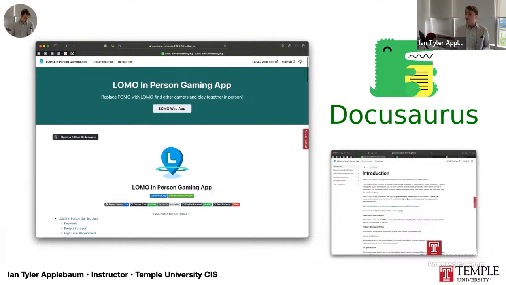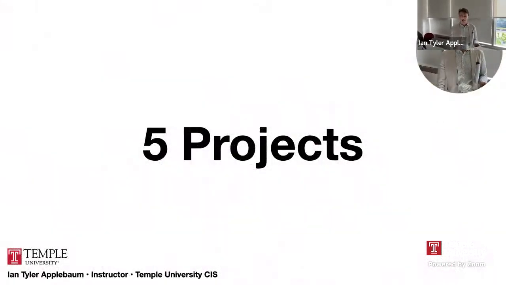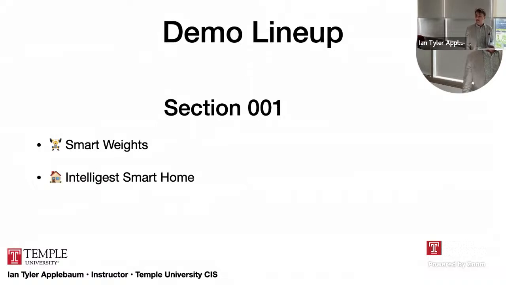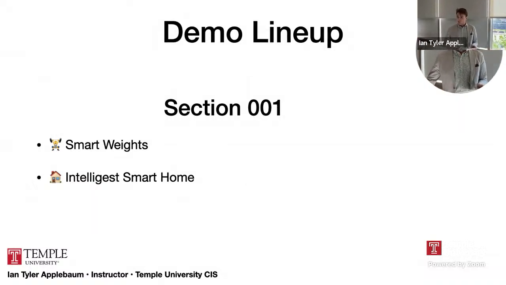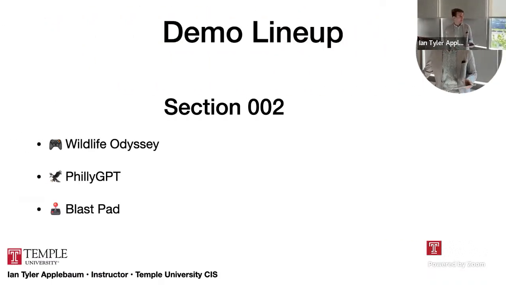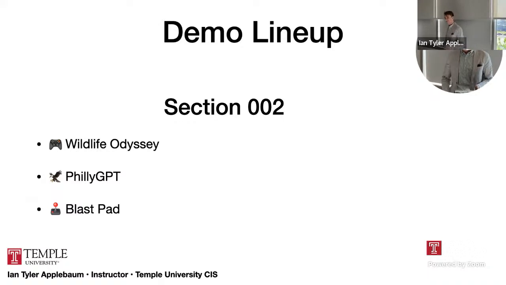We have 5 projects today. We have 2 for this stream this morning. That is Smart Weights and IntelliGest Smart Home. Later today, at around 12:30 to 1:50, you can join us on the next live stream or in Circ 306 for Wildlife Odyssey, Philly GPT, and BlastPad. So first up, we have Smart Weights, so I'll let you take it away.